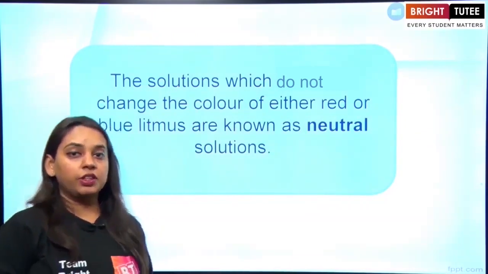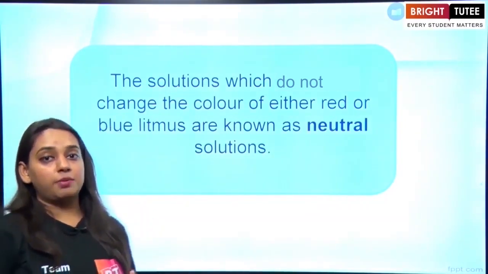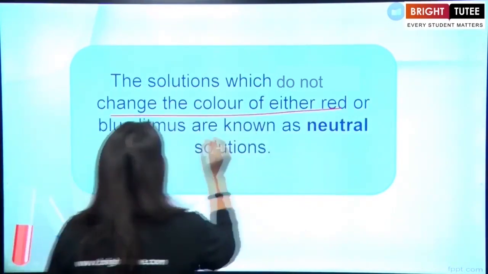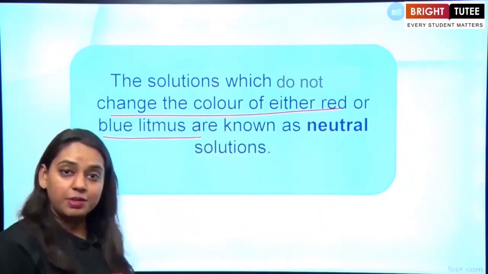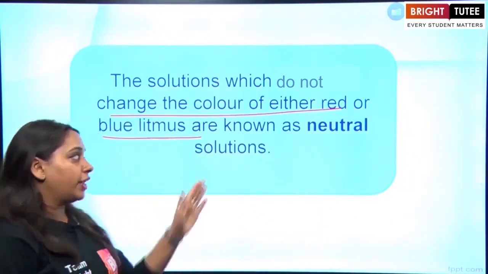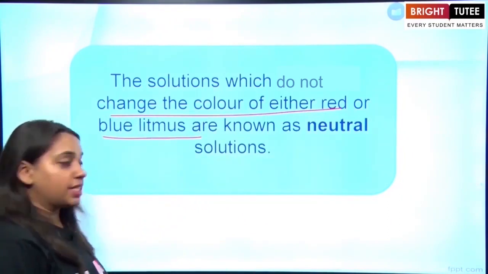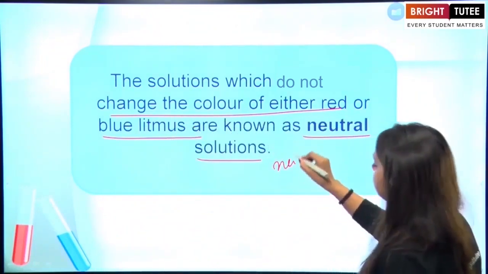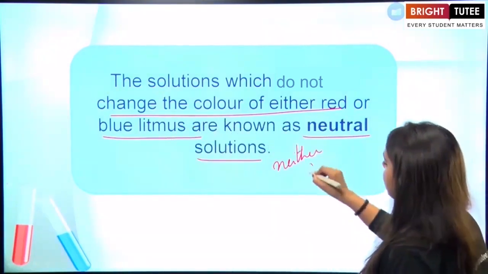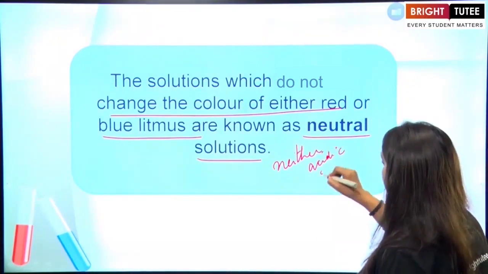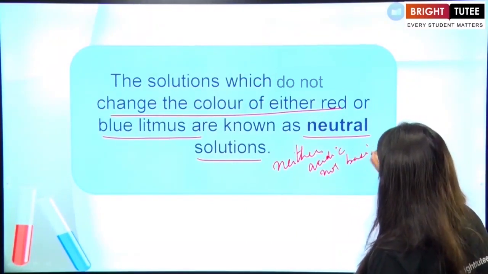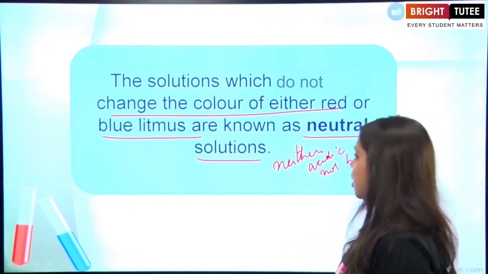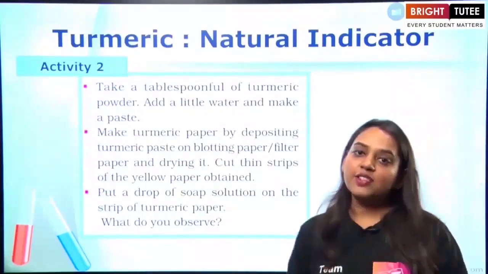Before moving further, children, you should know that you can come across certain substances which do not change the color of either red or blue litmus paper. There will be substances which will not convert any of this paper. Such substances will be known as neutral solutions. Why? Because they are neither acidic nor basic. Okay, and that is why we call them neutral solutions. So let us now move ahead, and we have our next indicator.